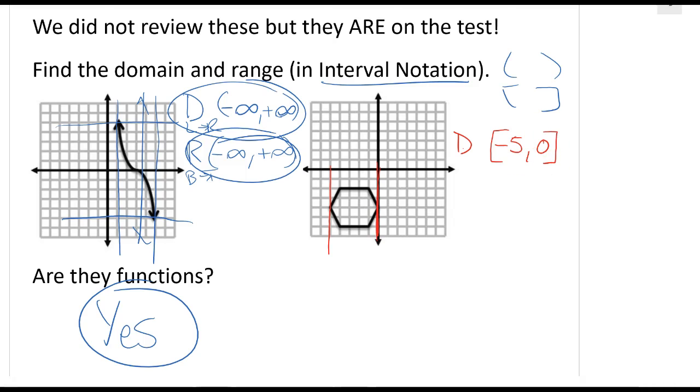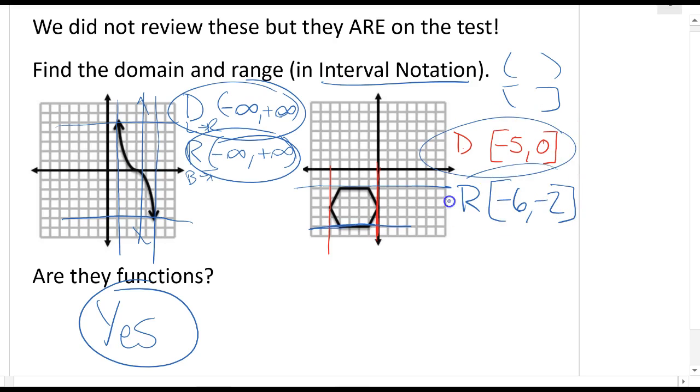Okay. Now for the range, again, remember we start from the bottom and go to the top. So if I come up, first thing I hit is the bottom of this graph. And the y value there looks like it is -6. And then I come from the top. First thing I hit is the top of the graph. And the y value there is -2. And again, these are both finite points. So I'll put brackets around both of them. And there's my domain, and there's my range.